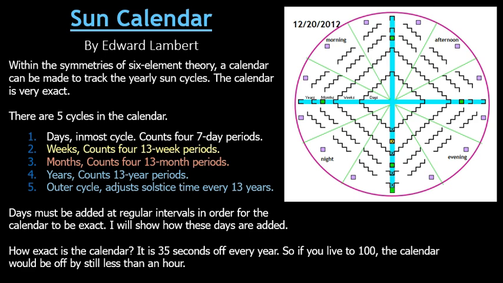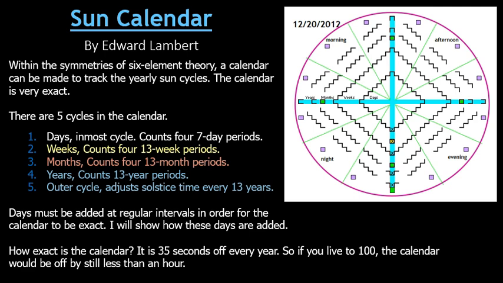This video is going to be very different. It's going to be about a calendar that uses the symbols of six-element theory. This calendar talks about the sun cycle. There's another calendar that talks about the moon cycle. I'll do another video on that, but let's focus in on the sun cycle here.